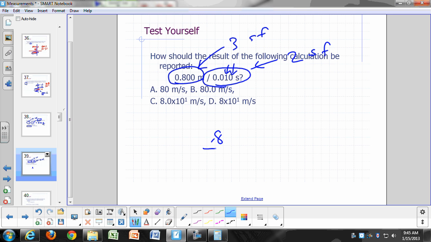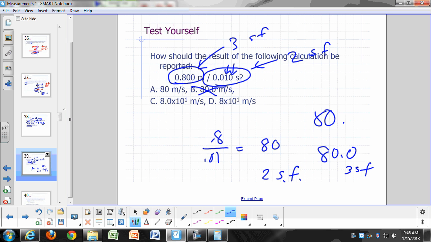So 0.8 divided by 0.01 should give you 80, but you need 2 sig figs. How are you going to write 80 with just 2 sig figs? If you write it like that, that's only 1 sig fig. You can write it as 80 point, which is not one of the choices given here. 80.0 is 3 sig figs, so this is not right. A is not right, and 8 times 10 to the 1 is just 1 sig fig, so that's not right either. 8.0 times 10 to the 1 is 80, so the correct answer here is C, 2 sig figs.